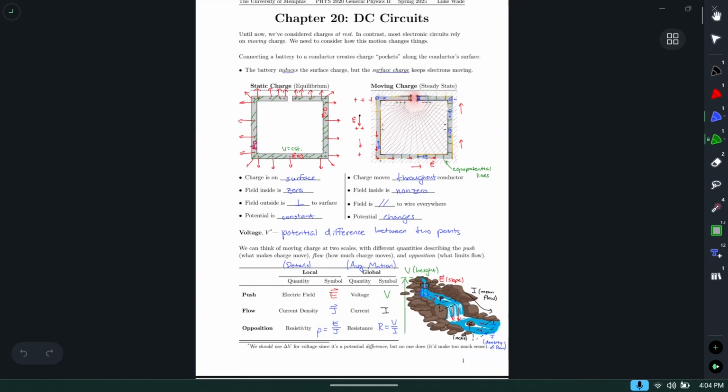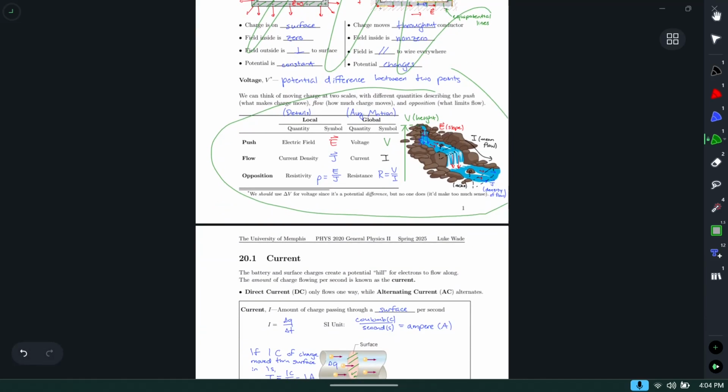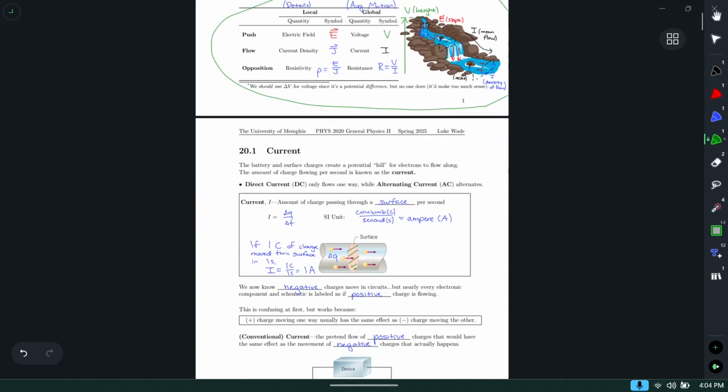You won't be tested on the difference between moving charge in circuits and static charge, what we were doing prior to this chapter. But this analogy may help you see how these things are connected. So not tested on, but just may help give you a better mental picture.